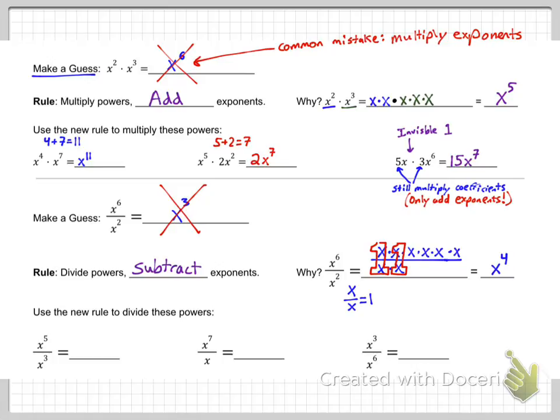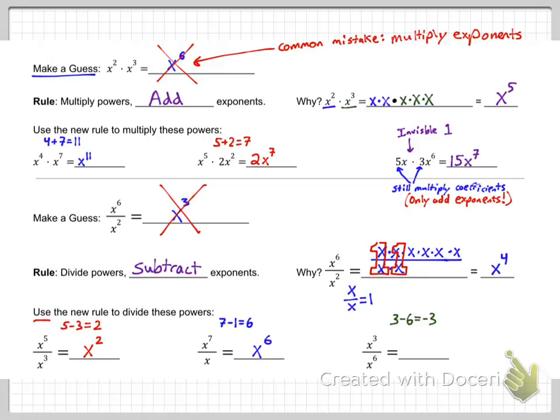Notice that the x's divide out and leave us with x to the 4th power. So let's use the new rule now to divide these powers. X to the 5th divided by x cubed. 5 minus 3 is 2, since we're subtracting the exponents, so we get x squared. Remember the invisible 1, so 7 minus 1 equals 6 because the exponents are 7 and 1, and we get x to the 6th.